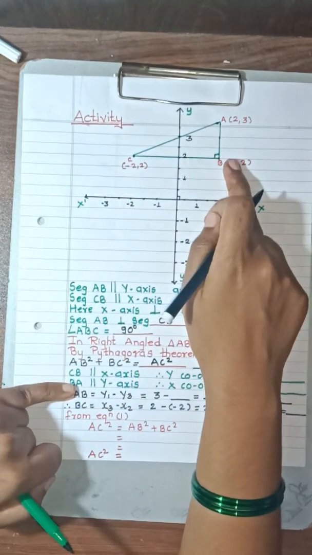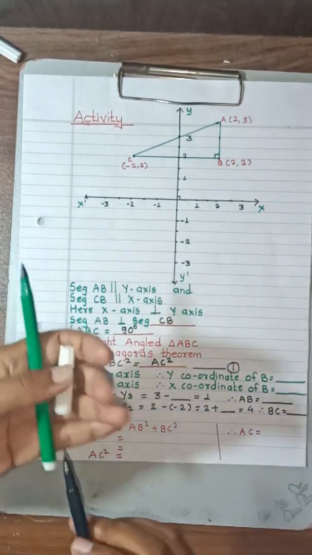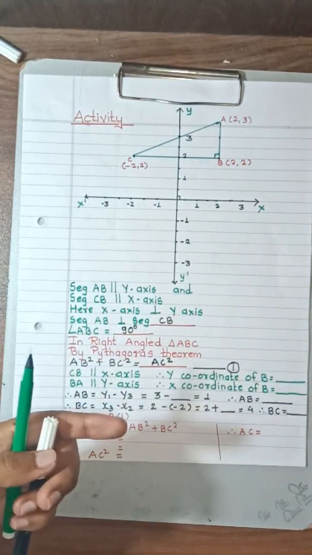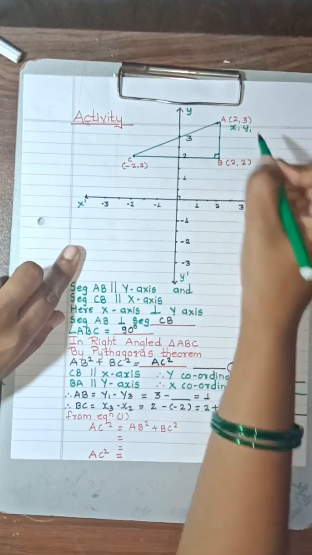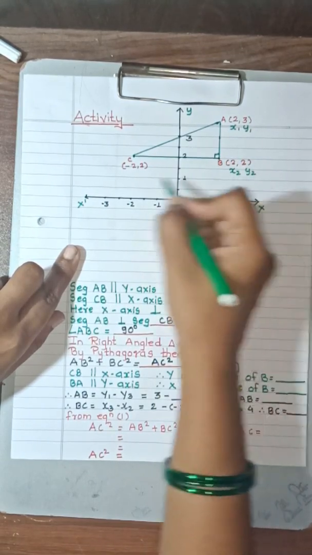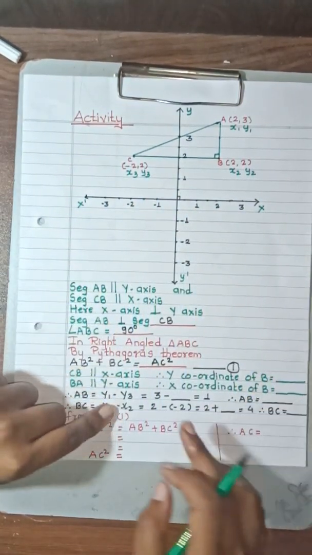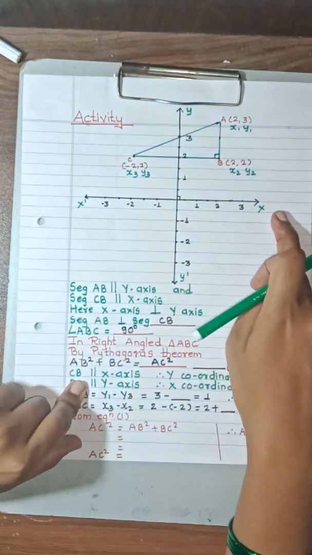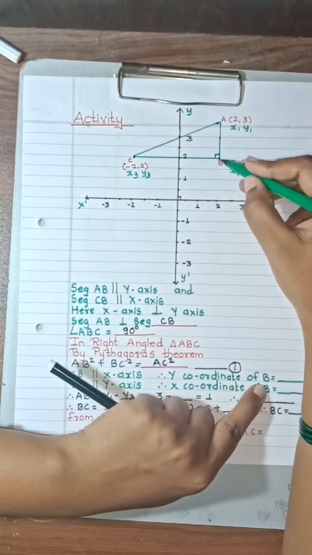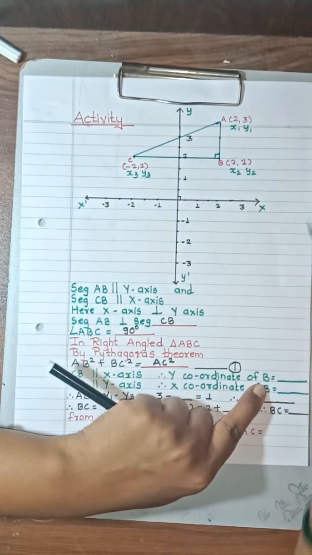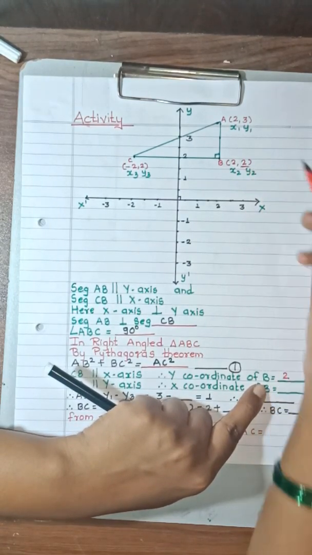Now CB is parallel to the x axis. First of all, we'll write these points as x1, y1, x2, y2 and x3, y3. Now children, if you see CB is parallel to the x axis, therefore the y coordinate of B is what? y2. How much is y2? That is 2. You may write here 2, the y coordinate of B.